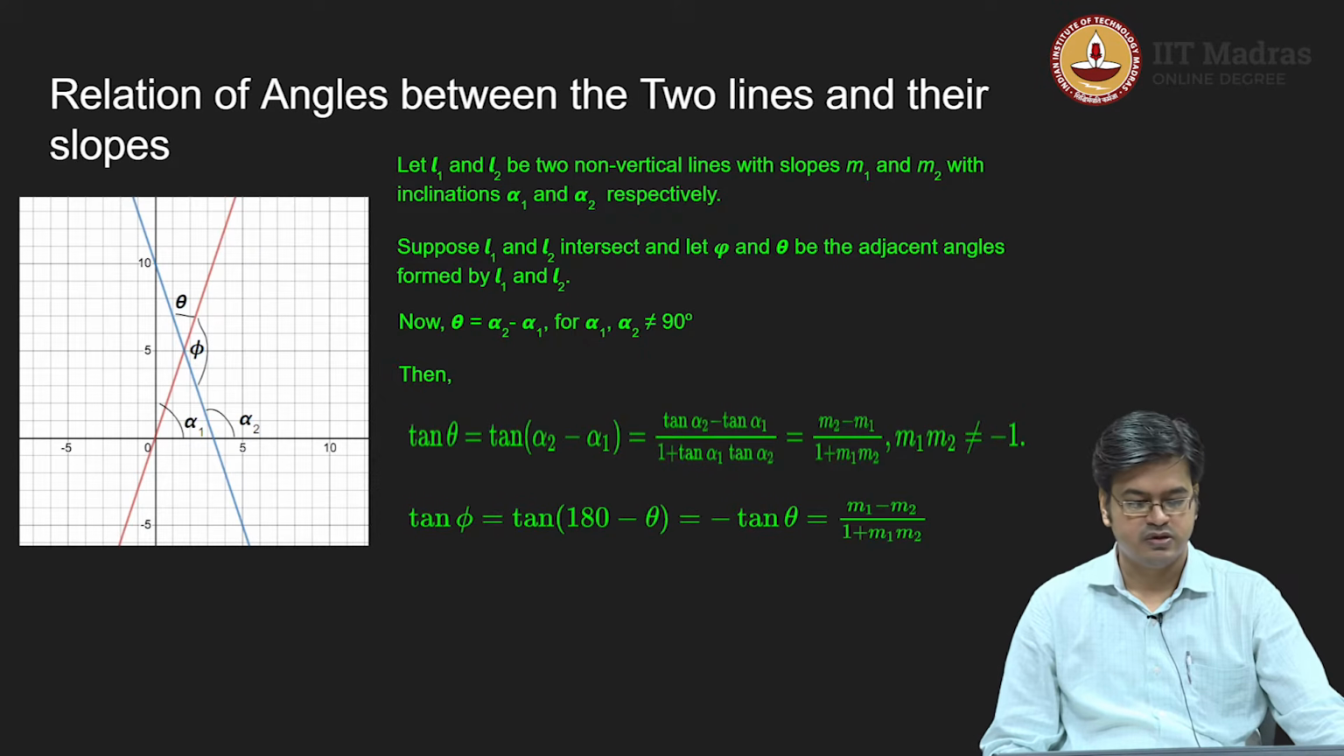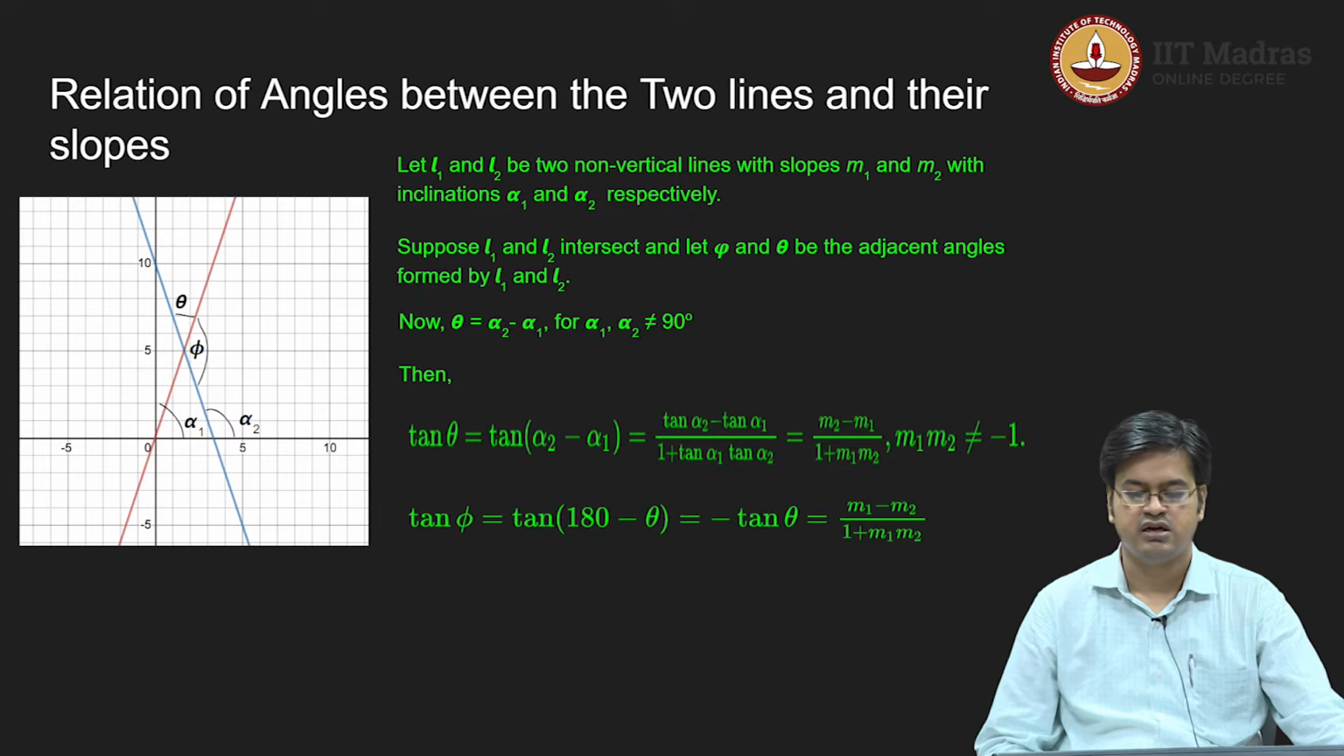What we have seen so far is the relation of the slope with respect to a line, and we have exploited how we can use the slope to determine whether lines are parallel or perpendicular. If I know the slope of the line, then how will I find the slope of two non-vertical lines, and how will I find the relation between angles and other properties?